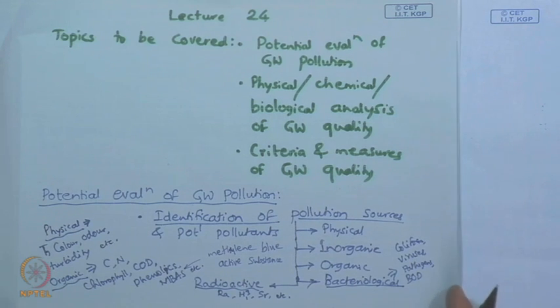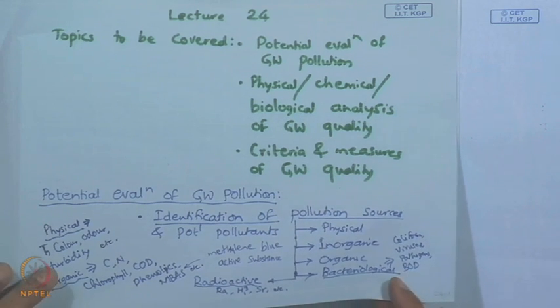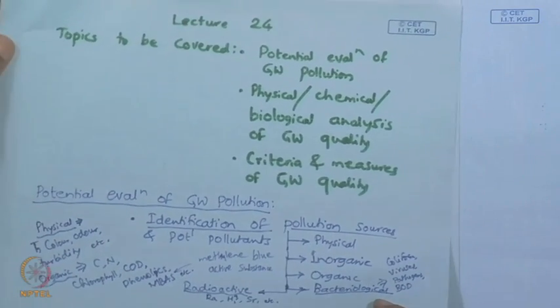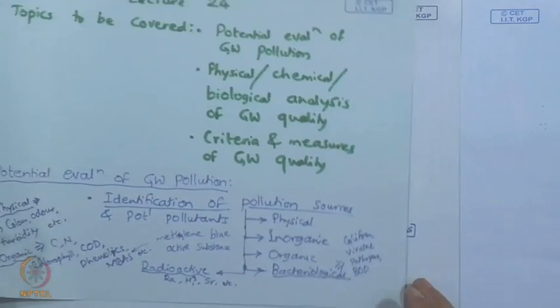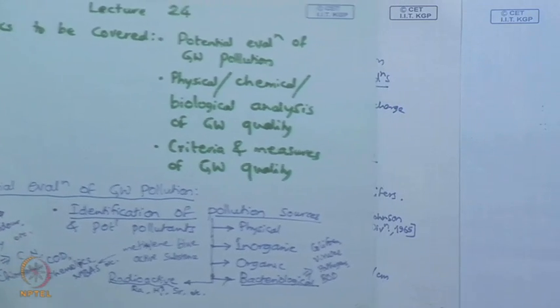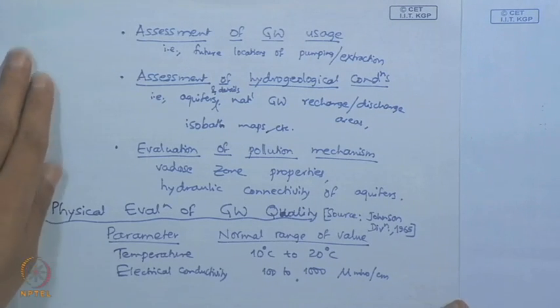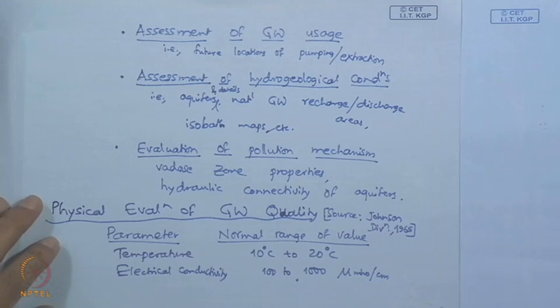So here, we need to identify these sources, in terms of their category and in terms of their origin, whether they are originating from a landfill, or from an industrial source, or from a municipal source or agricultural source. And accordingly, we need to take future action.